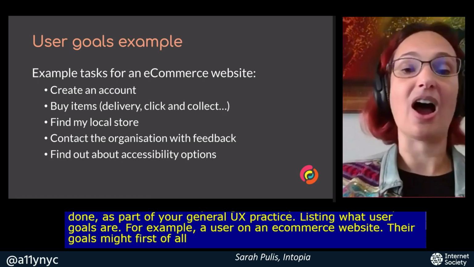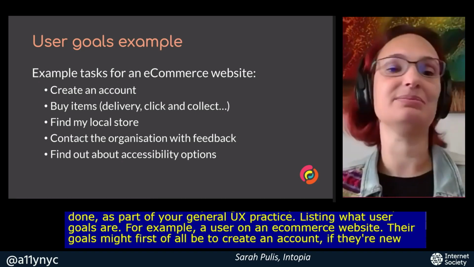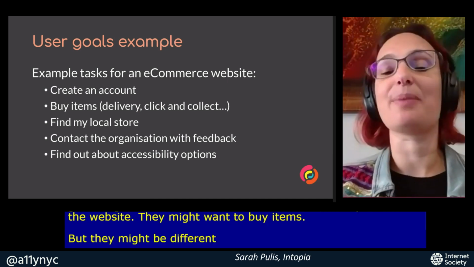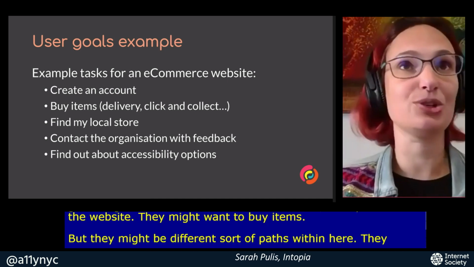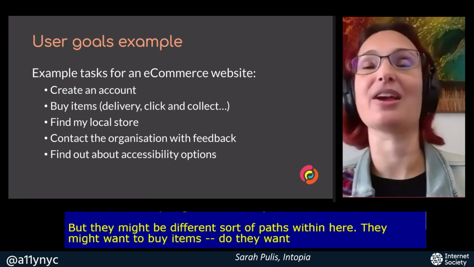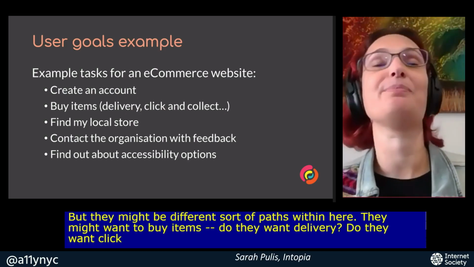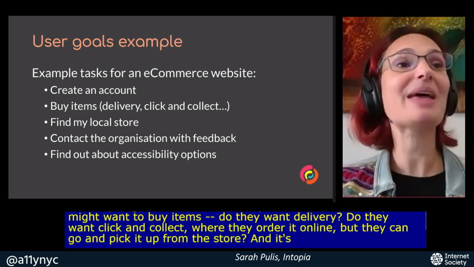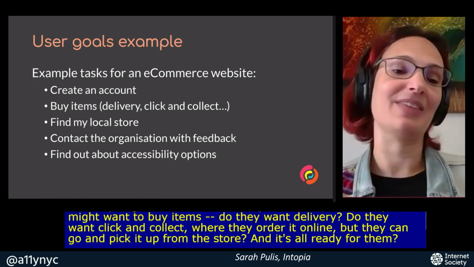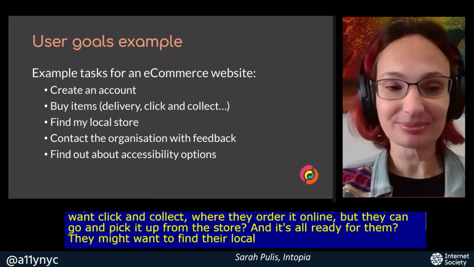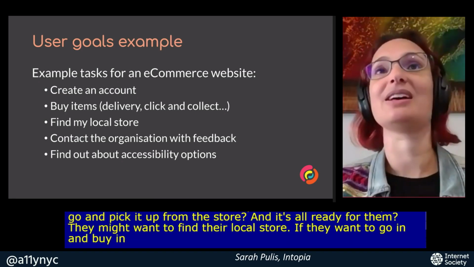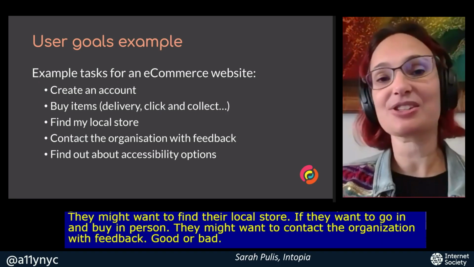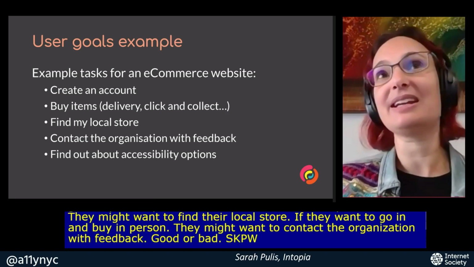They want to buy items, but there might be different paths within here. Do they want delivery? Or do they want click and collect, where they order it online, but they can go and pick it up from the store and it's all ready for them. They might want to find their local store if they want to go in and buy in person. They might want to contact the organisation with feedback, good or bad. And I've got an extra task here, find out about accessibility options.